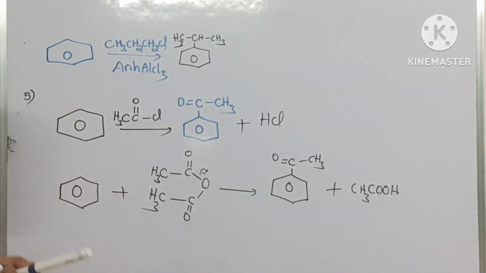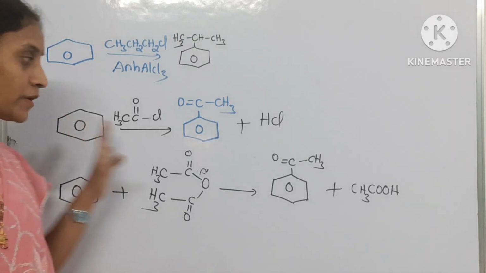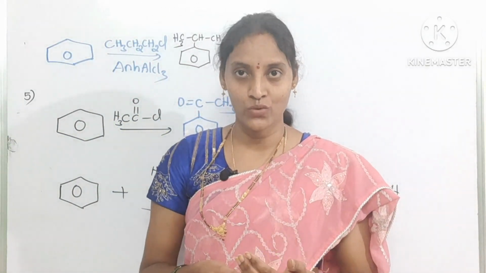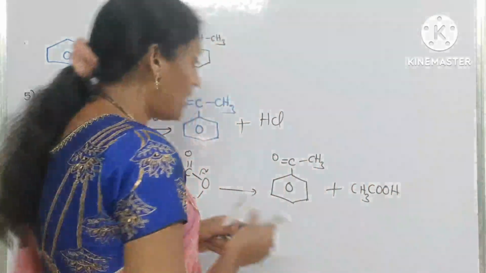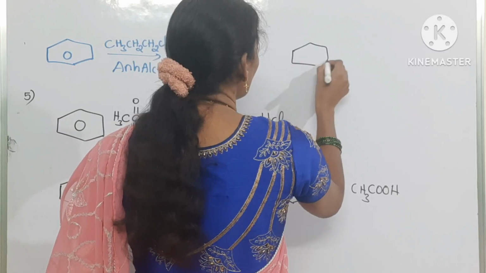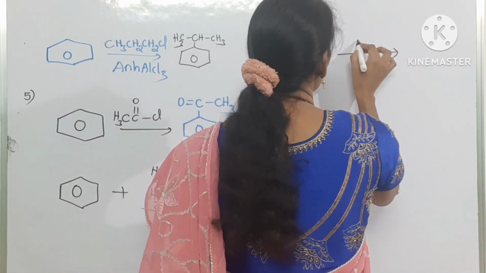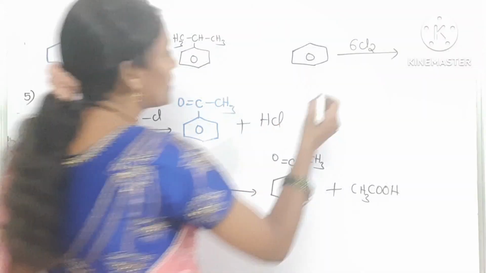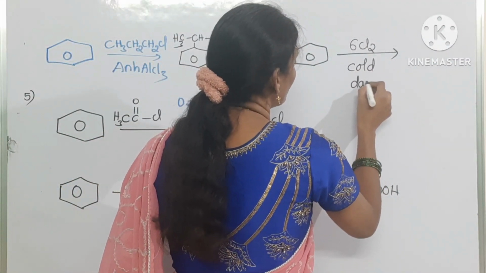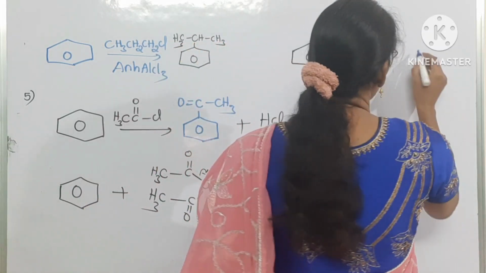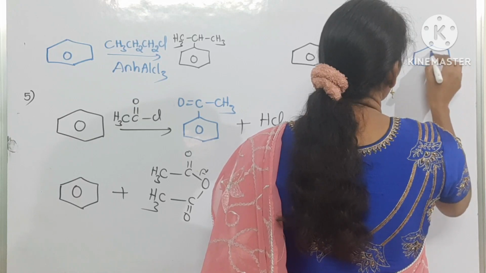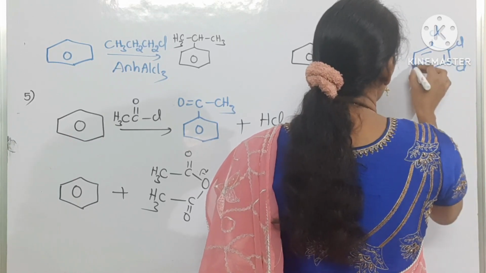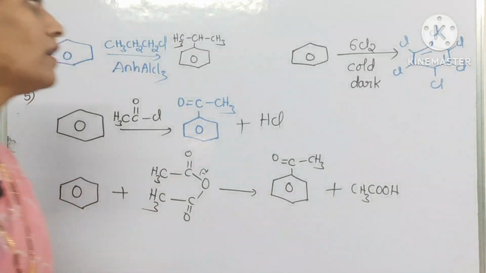Okay, these are the chemical reactions, especially substitution reactions. If I am taking extra chlorine, excess of chlorine or halogens, what will happen? See here, it is the benzene. It is going to react with 6 moles of Cl2, in cold and dark conditions. All hydrogens are going to be substituted by chlorine. So you will get hexachlorobenzene, with Cl, Cl, Cl, Cl, Cl, Cl. This is the hexachlorobenzene.